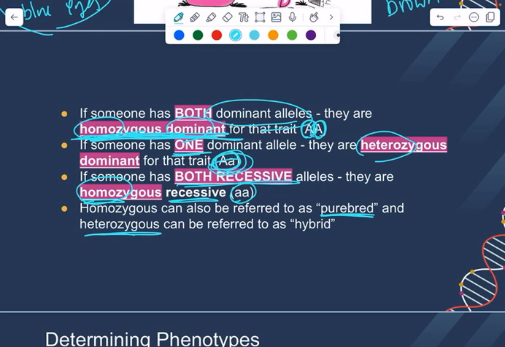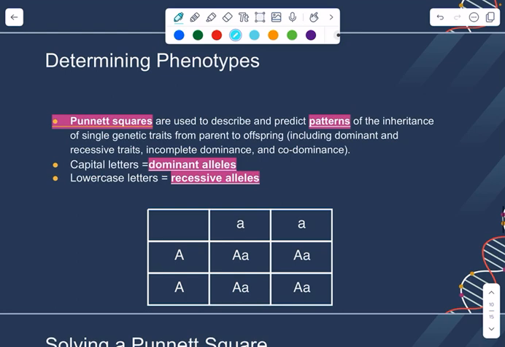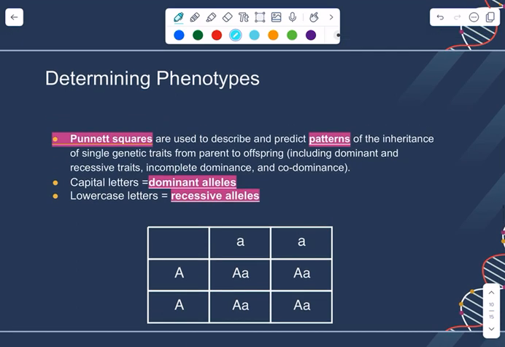Now, note that it is impossible to be homozygous or heterozygous recessive because you need two copies of something to be recessive. So there's no such thing as heterozygous recessive.